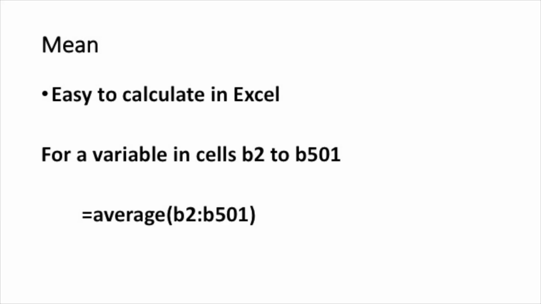But for right now, we'll just go through the formula that we'll be using. If you have a variable that happens to be in cells B2 to B501, this means we have 500 observations and they're in the B column of our spreadsheet. The Excel formula for calculating the mean value is equals AVERAGE, then you put in a parenthesis, B2, colon, B501, and then you close the parenthesis. And then when you hit return, you actually get the mean value of that variable that's in cells B2 to B501.